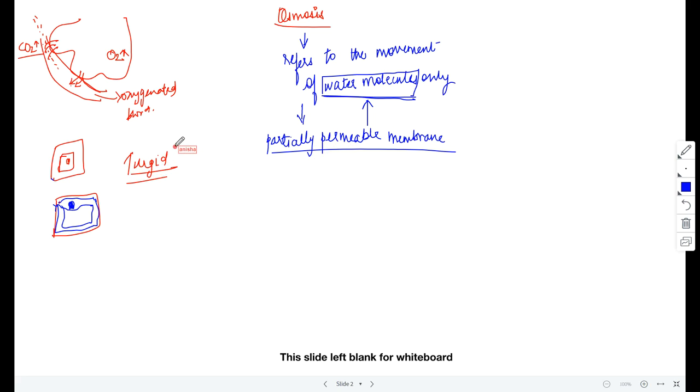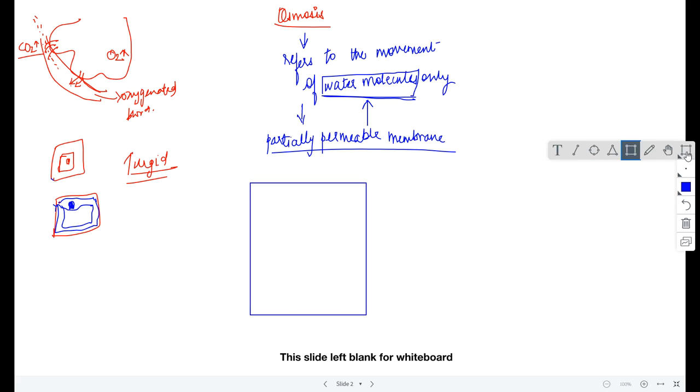Okay. Until it's equal, would you be able to draw maybe a picture of the cell so I could get a better understanding of how it would look? What I mean is, let's say in a plant, if it's turgid, like let's say.